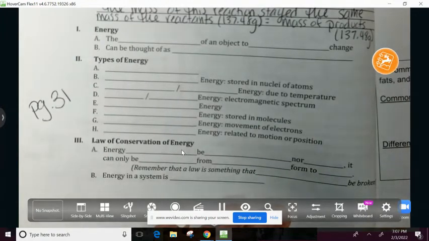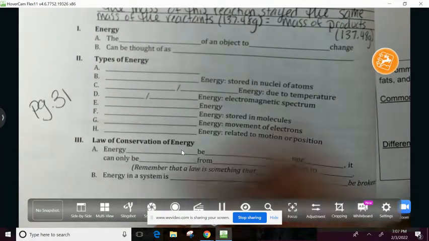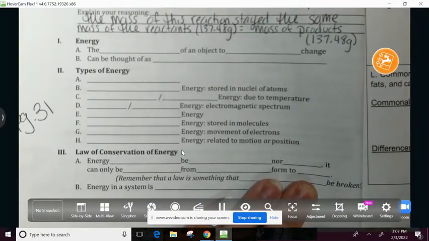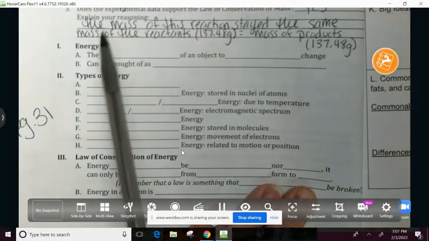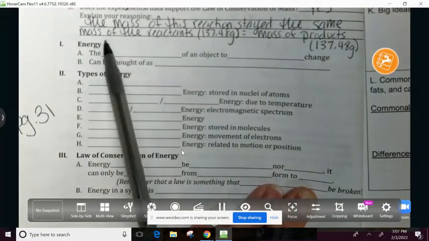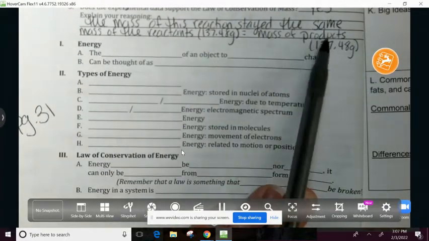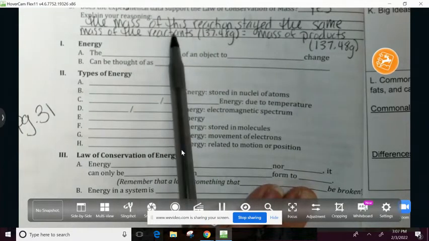We are going to talk about energy. We first talked about the law of conservation of mass, and now we are going to talk about energy. It goes with the reactions, and you need to know about it for the laws of conservation. Energy also has one. So we are going to take notes on page 31 right now.